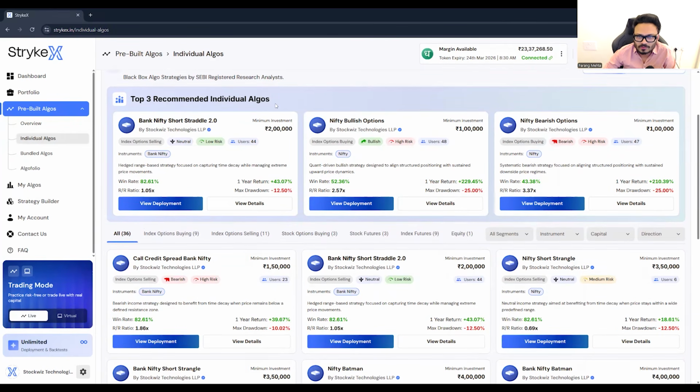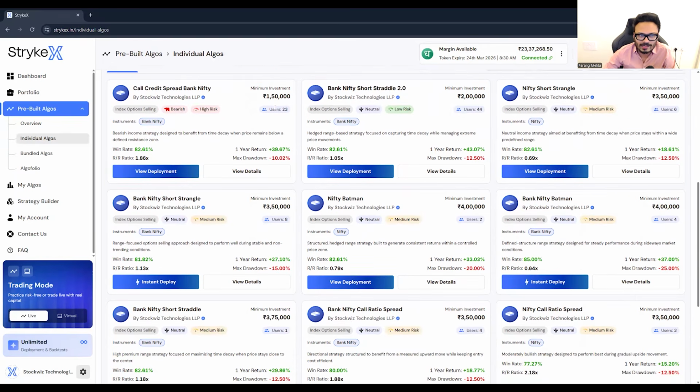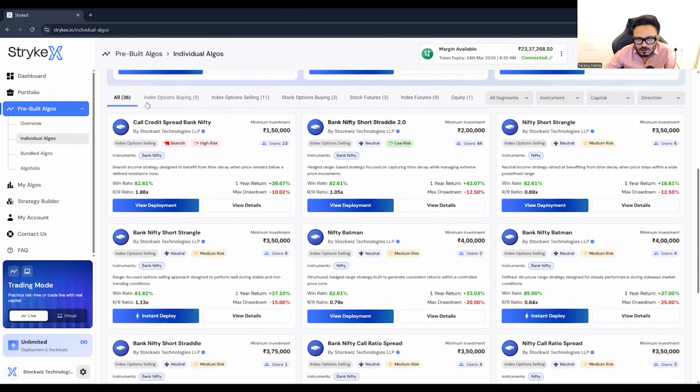Now you will see top 3 recommended individual algos, and then you can also scroll down. When you scroll down, you will see multiple filters over here. So you will see all strategies. But let's say if I want to only go for index option buying. Now, who will want to go and deploy index option buying strategies?